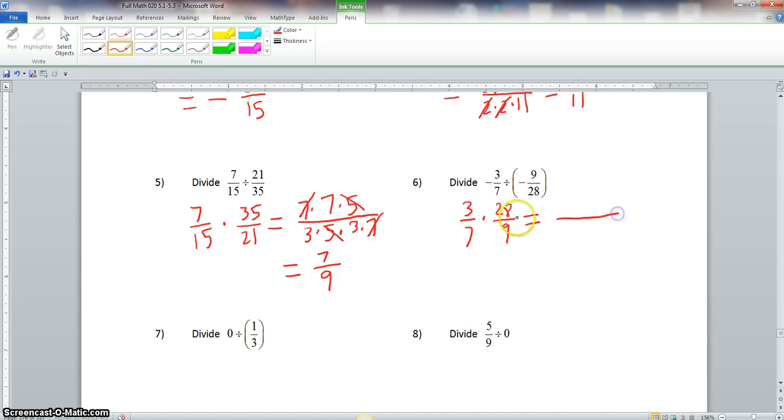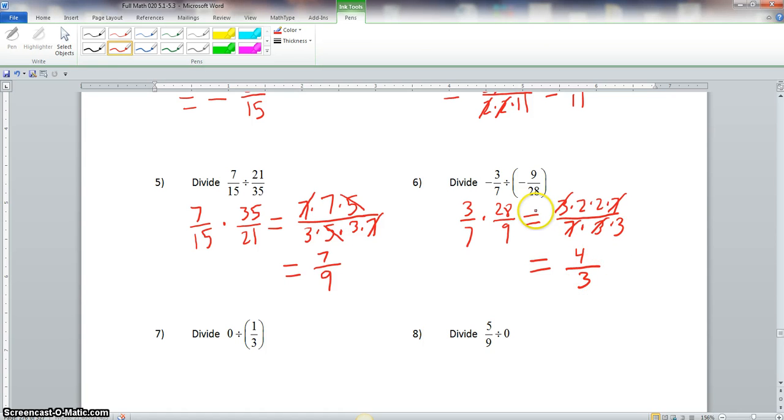Now we take the prime factorization of the numerator. 3 is prime, and the prime factorization of 28 is 2 times 2 times 7. Now for the denominator, 7 is prime, and the prime factorization of 9 is 3 times 3. Now we simplify out all the terms they have in common. They have 1 set of 3 in common and 1 set of 7's in common. So our numerator here would be 2 times 2, which is 4, and our denominator would be 3.